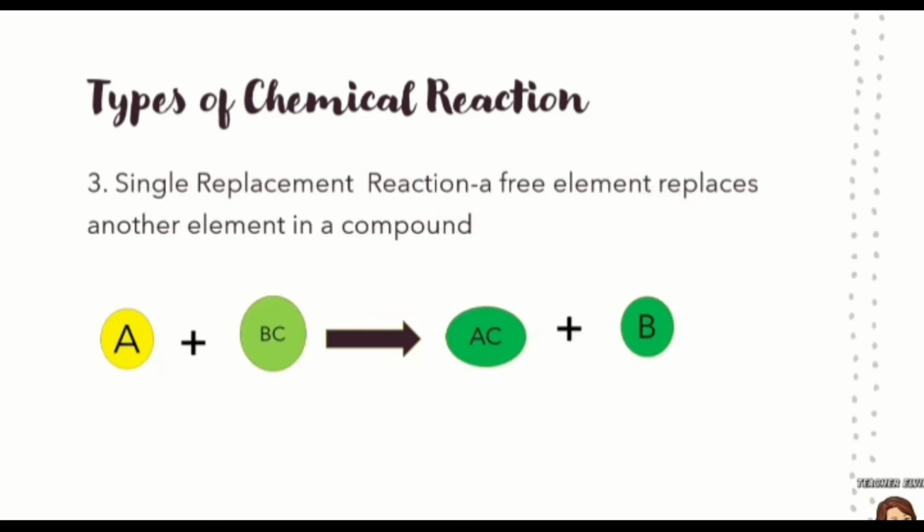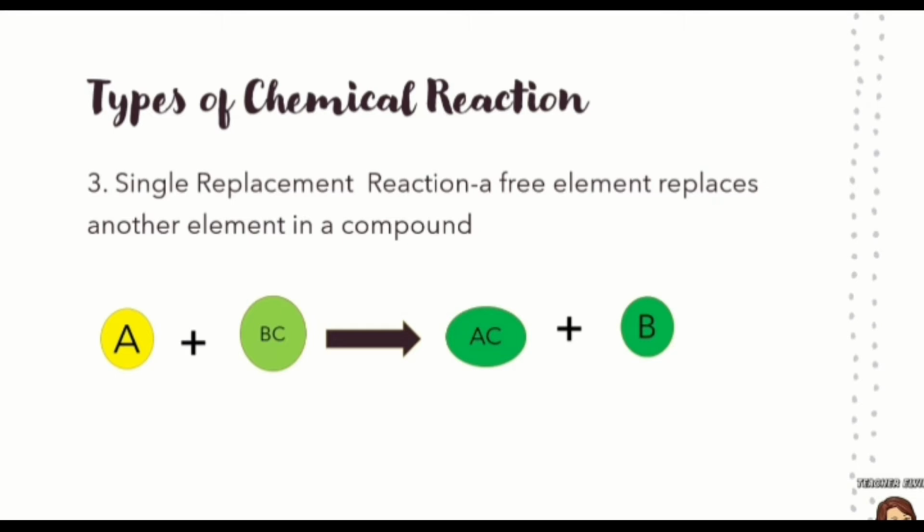The third one is single replacement reaction. In a single replacement reaction, a free element replaces another element in a compound. The general formula is A plus BC, then the product will be AC plus B. In this type of chemical reaction, element A will try to displace element B in the reaction. Element A must be more active than element B for it to substitute that element in a compound.